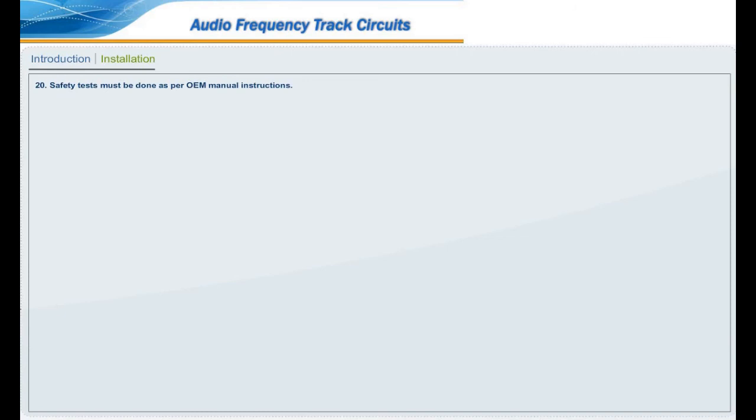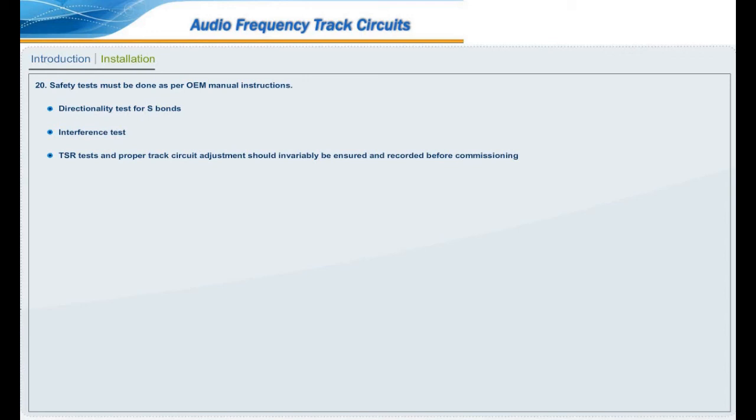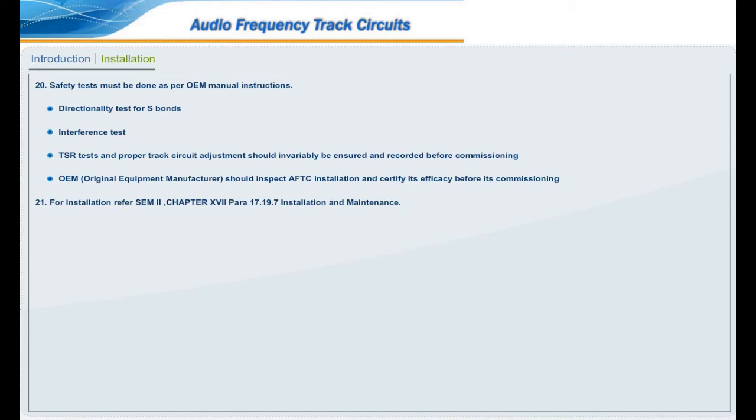Directionality test for S-bonds. Interference test. TSR test and proper track circuit adjustment should invariably be ensured and recorded before commissioning. OEM, original equipment manufacturer, should inspect AFTC installation and certify its efficacy before its commissioning. For installation, refer SEM 2, Chapter 17, Para 17.19.7, Installation and Maintenance.